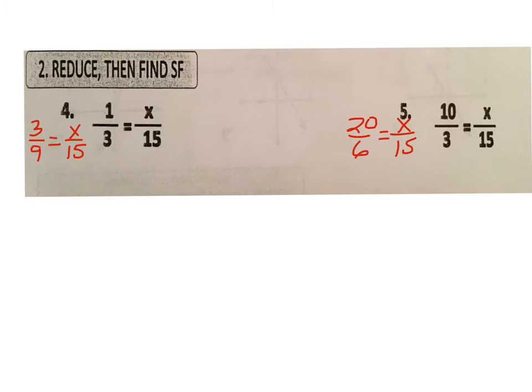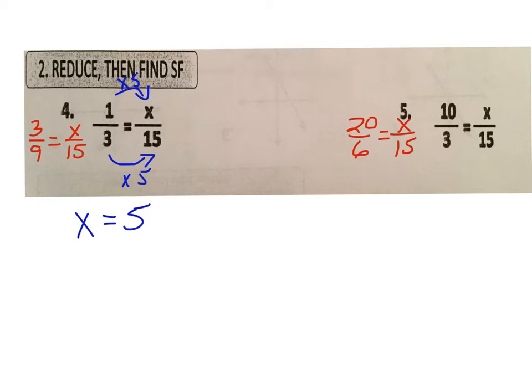So what you have is 3 times 5 gets you 15. Write it on top again. Your scale factor is 5. So 1 times 5 will get you 5. So x equals 5. Now if you think about it, if you put a 5 right there, it simplifies down to 1/3 or 1 to 3. So these are equivalent to each other once you put that 5 in there.